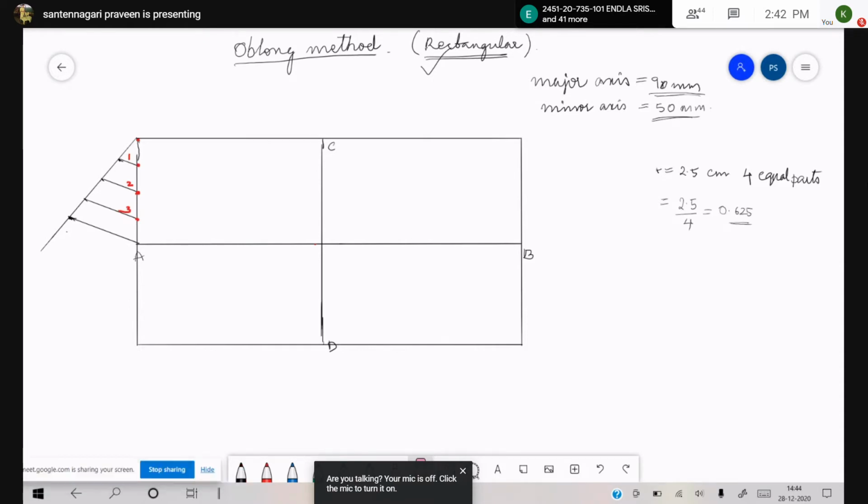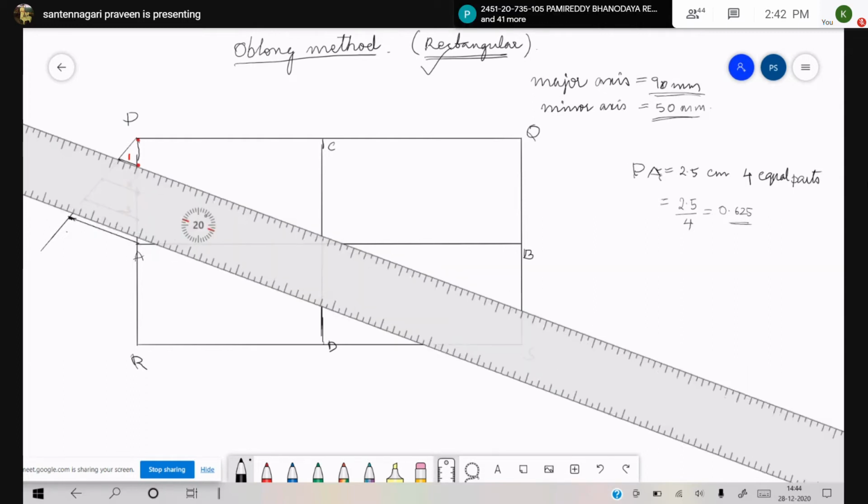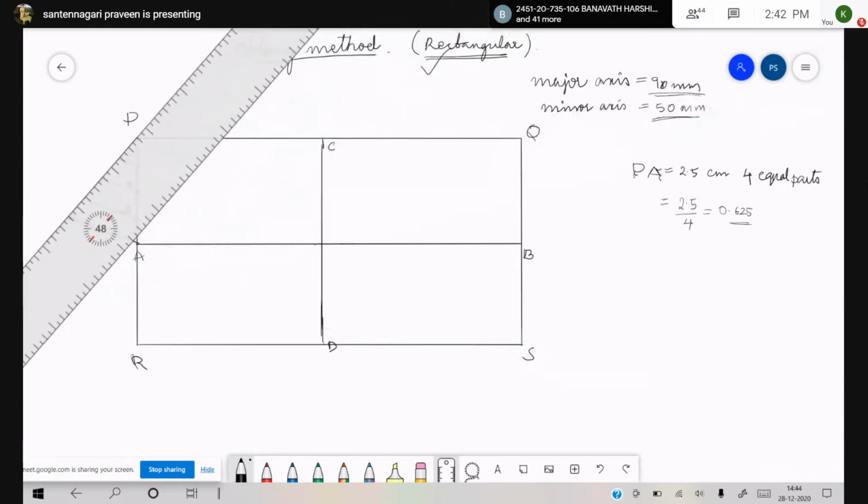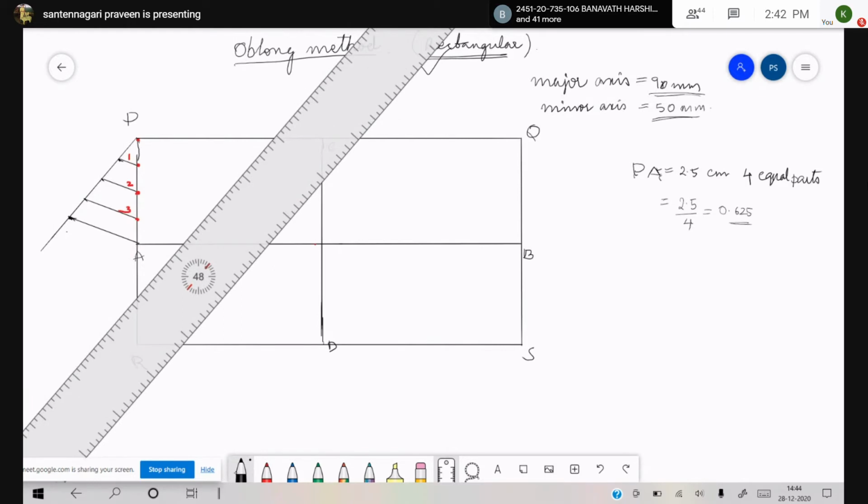I'm naming this PQR. First, let me do this. So the distance becomes PA. Now, what I have done is, I have taken an angle less than 45 degrees from this edge. I wanted to divide this line PA into equal parts. How many equal parts? 4 equal parts. So 4 equal parts I have to divide it.